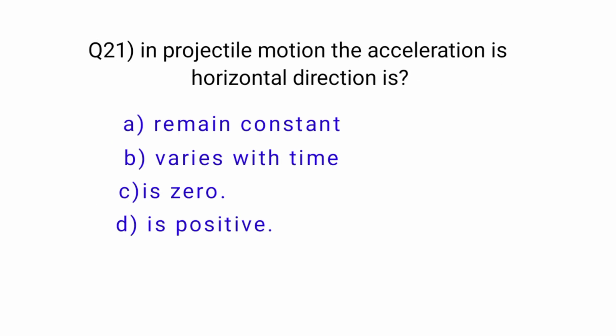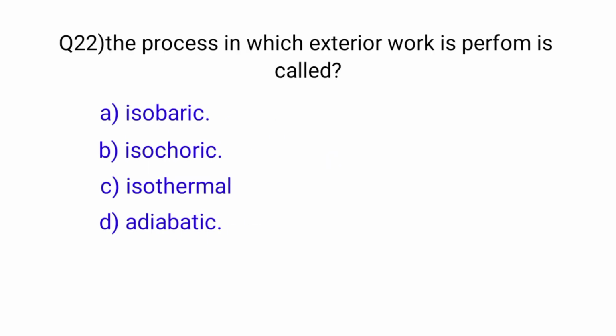Question number 21. In projectile motion, the acceleration in horizontal direction is. The correct answer is option C, zero. Question number 22. The process in which exterior work is performed is called. The correct answer is option C, isothermal process.